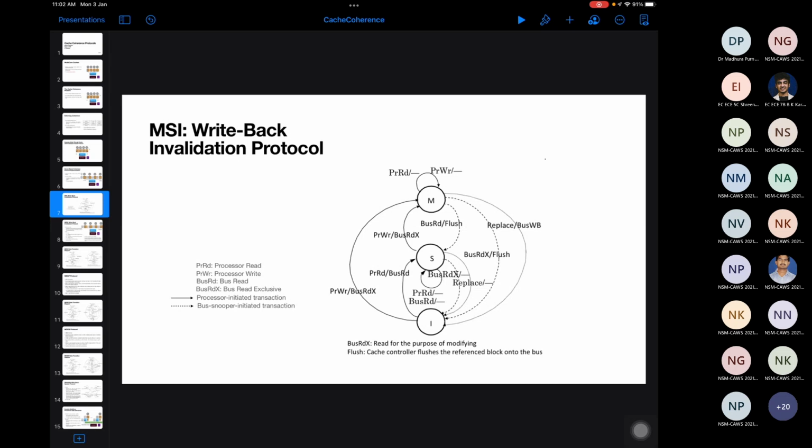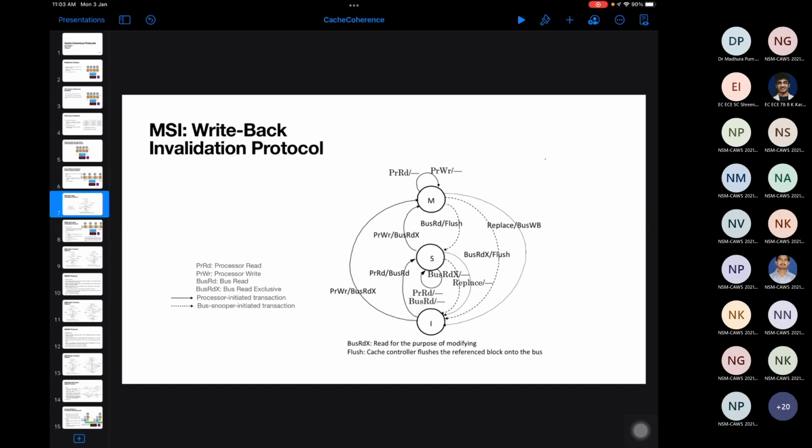So those are the two transactions given here. M to I transition on replacement with a write back, and S to I, a transition on replacement but without any write back. Is it clear? So this is about the MSI three-state invalidation based protocol.